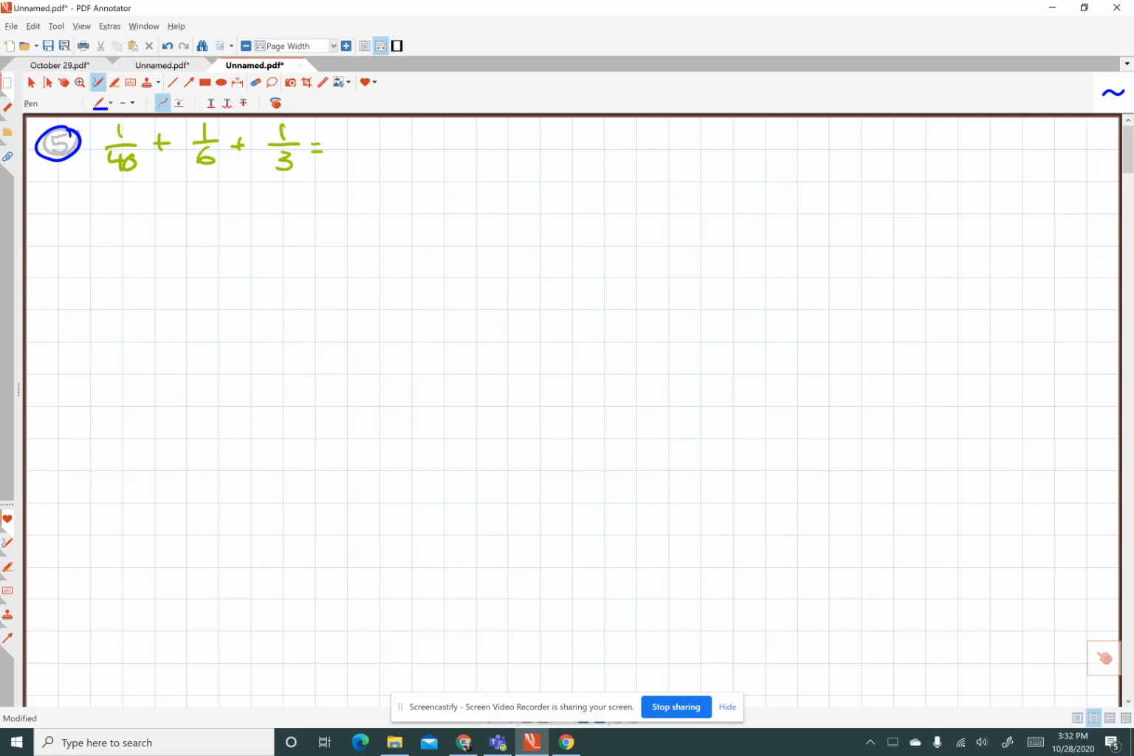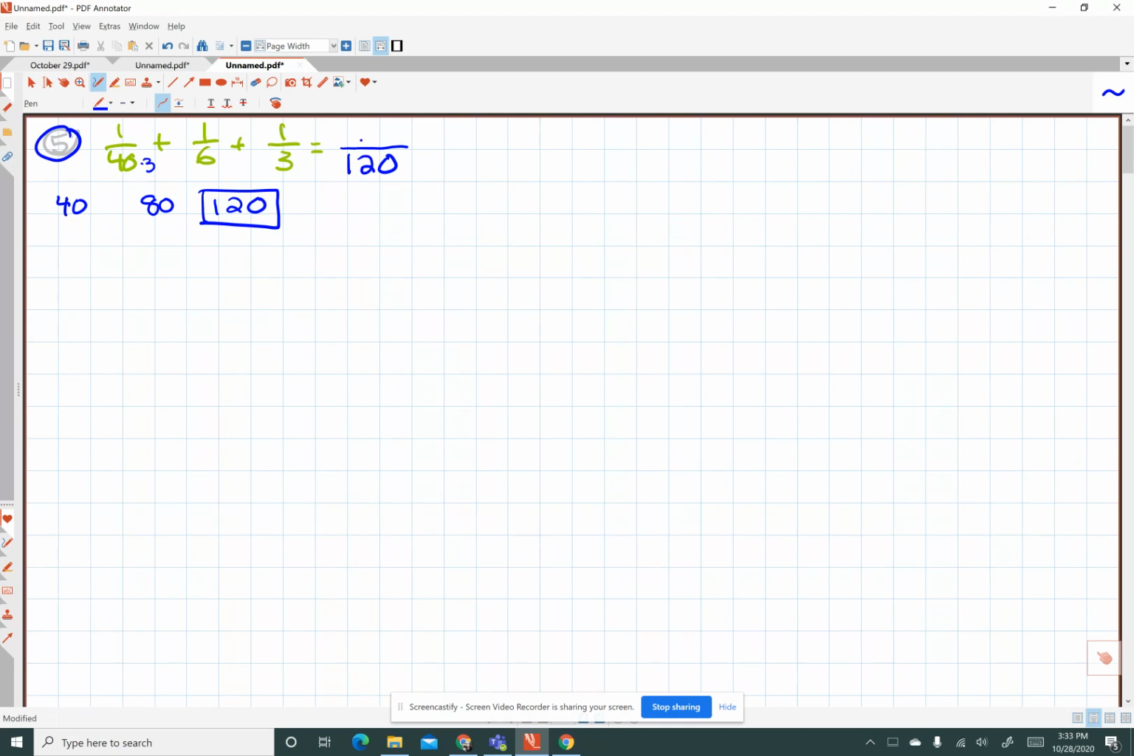So this problem is a little bit challenging. We have denominators of 40, 6, and 3. I'm going to tell you now, it's going to be a very large denominator that would also be a multiple of both 6 and 3. So let's look at the multiples of 40: 40, 80, 120. 80 is not a multiple of 6 or 3, but 120 is a multiple of 6 and 3. So we're going to have a very large denominator. So we'll make the denominator 120.